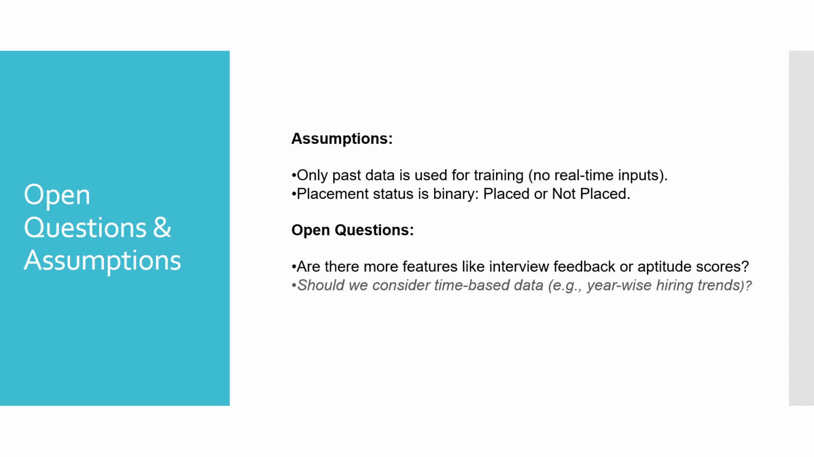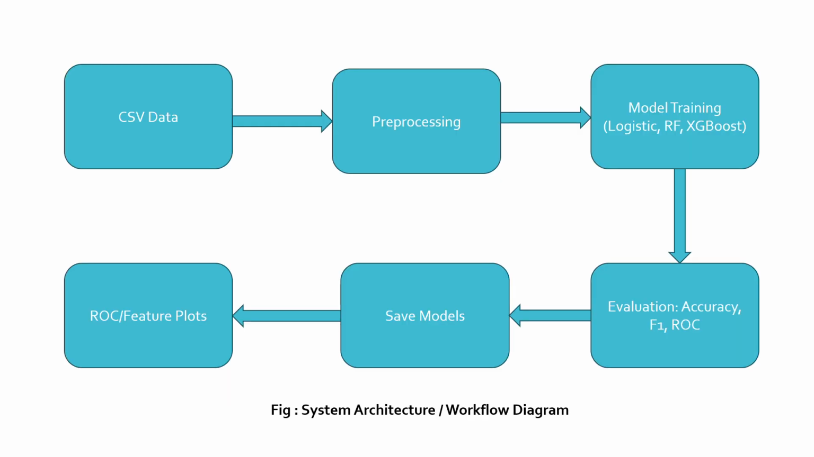And open questions are, even then, we are not able to predict that. We can also use aptitude scores as well as the interview feedback, like whether the person gave an interview, and based on that feedback and aptitude scores we can consider. And whether we can consider the time based data like year wise hiring trends.